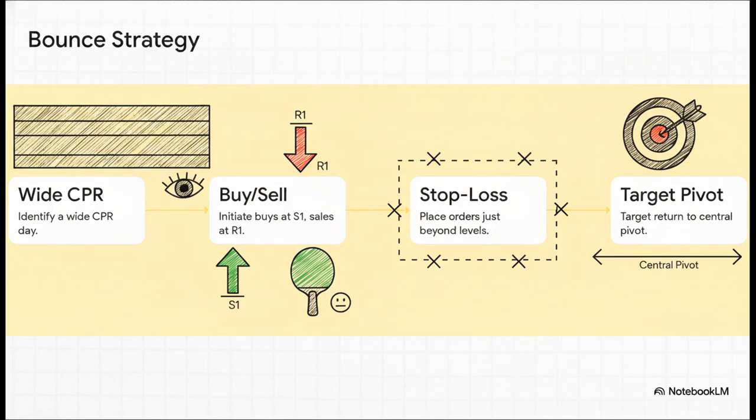But what if you wake up and see a wide CPR? Well, then you switch gears to the range or bounce strategy. Wide CPR days offer highly structured, risk-defined opportunities. You basically initiate sales when the price gets near resistance 1, or you buy when it dips down to support 1. You place a strict stop loss just outside those levels, and your profit target is a simple return to the central pivot point. You're just playing ping pong between the borders until the market conditions shift.